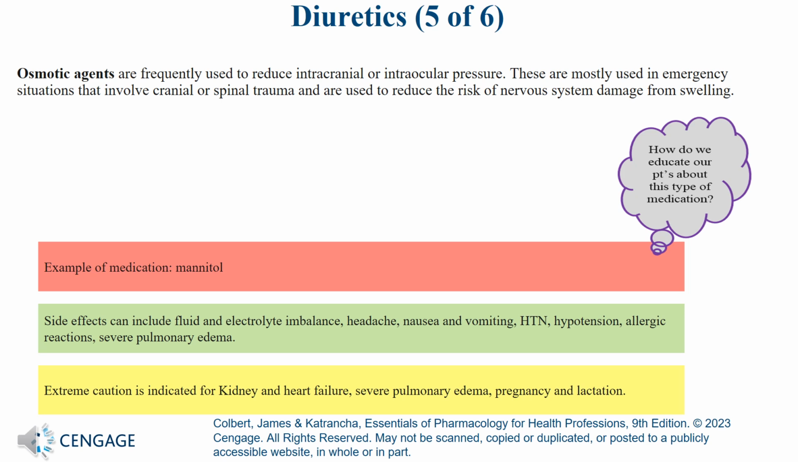These are mostly used in emergency situations that involve cranial or spinal trauma and are used to reduce the risk of nervous system damage from swelling. Your example of this medication is mannitol. Side effects can include fluid and electrolyte imbalance, headache, nausea and vomiting, hypertension, hypotension, allergic reactions, and severe pulmonary edema.